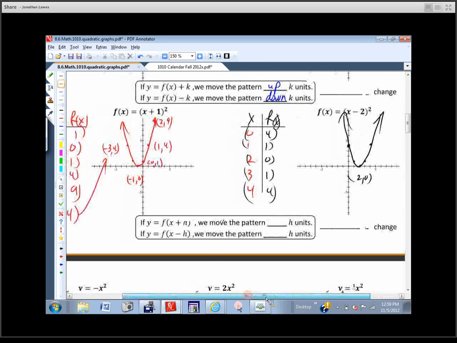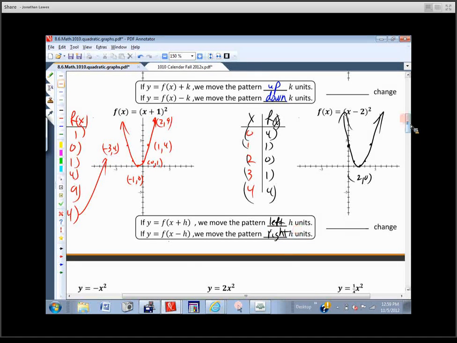So taking a look at these two graphs right here from these functions, if we have y equals f of x plus h, which way do we move the pattern? Left. And if we have x minus h, which way do we move the pattern? We move it to the right. Okay?